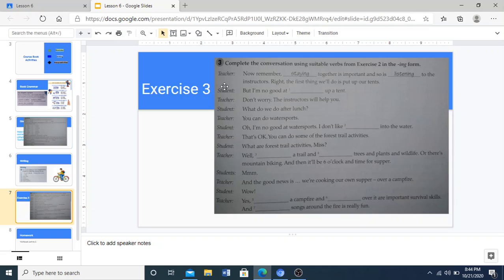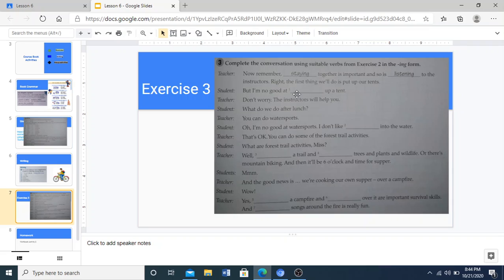It's a conversation, remember, between teacher and student. Teacher: Now remember, staying together is important, and so is listening to the instructors. Right. The first thing we'll do is to put up our tent. So student now, what would the student answer? But I'm not good at dash up a tent. What do you think is supposed to be here? So figure it out. I suggest putting.